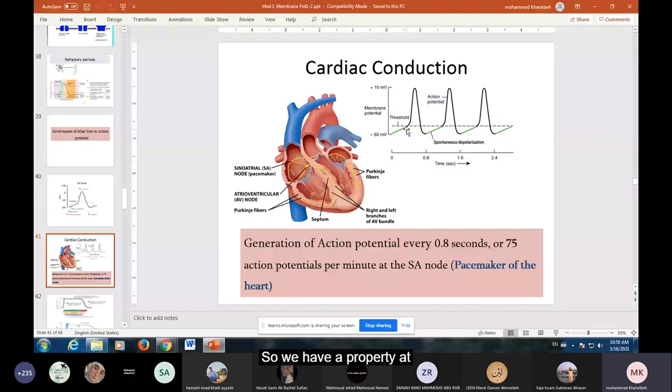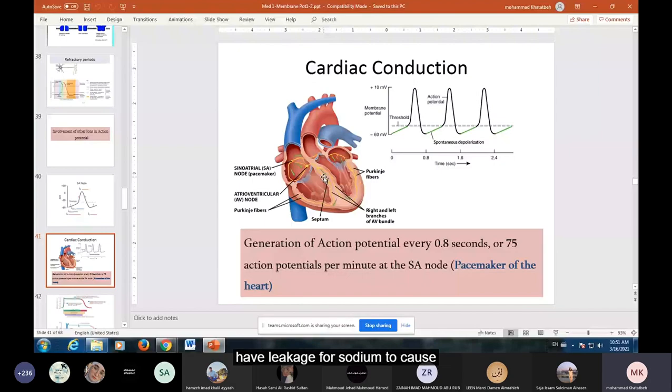So what we have is a slow depolarization reaching the threshold and so on, generation of action potentials. So we have a property of conductive tissue by themselves. We have automatic generation of action potentials, automatic, without any stimulation from outside.